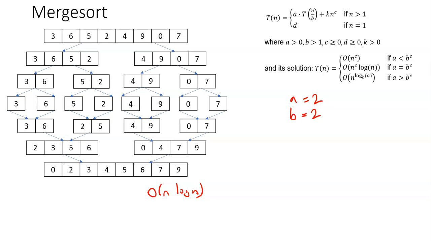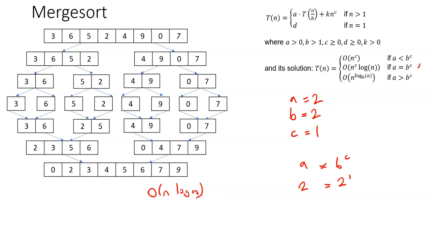Now the n to the c bit refers to the work that's done at each stage, sort of outside the loop, if you will. In this case, we're doing n operations, so c equals 1. That's because we're just looping through every item of data every time we do a step of merge sort. How do we apply the master theorem? We are comparing a with b to the power of c. So that's 2 with 2 to the power of 1, which we can see is equal.